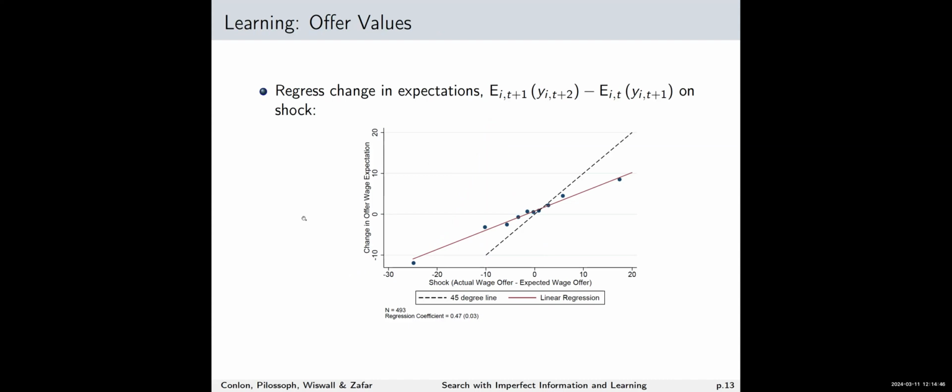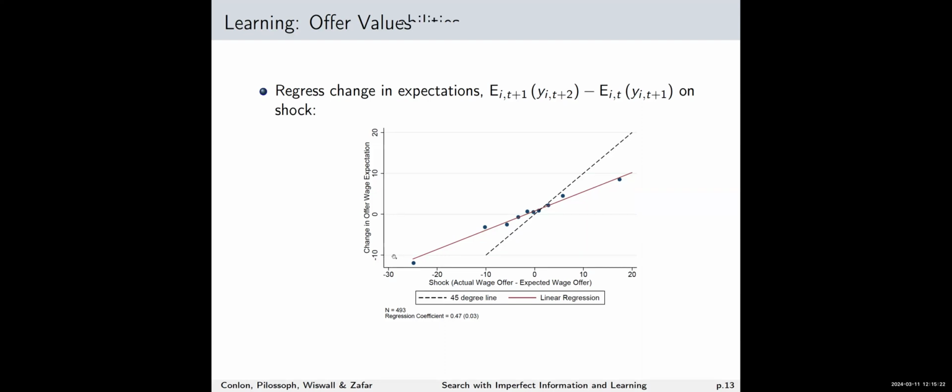So jumping now to learning, we're going to look at how people update their expectations about the value of offers they receive, as well as the probability of receiving an offer conditional on receiving an offer. Here, on the x-axis you have the shock, and on the y-axis you have the change in offer expectations. And what you see is that people are certainly updating their offer expectations in response to receiving an offer. For every $1 that the offer is above their expectations, they revise their expectations upward by 47 cents.